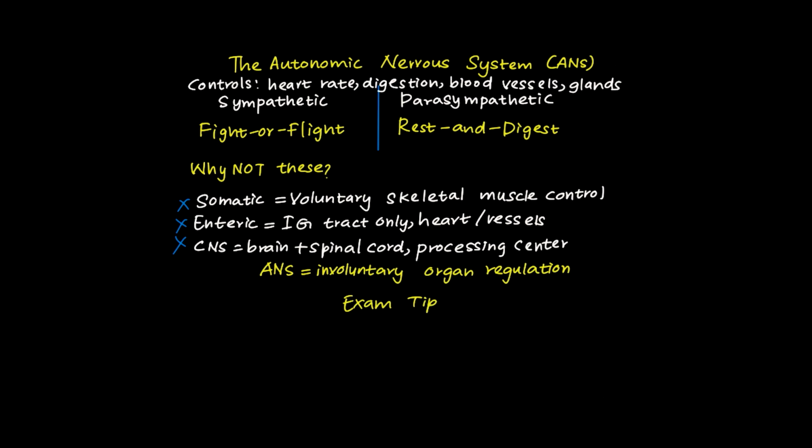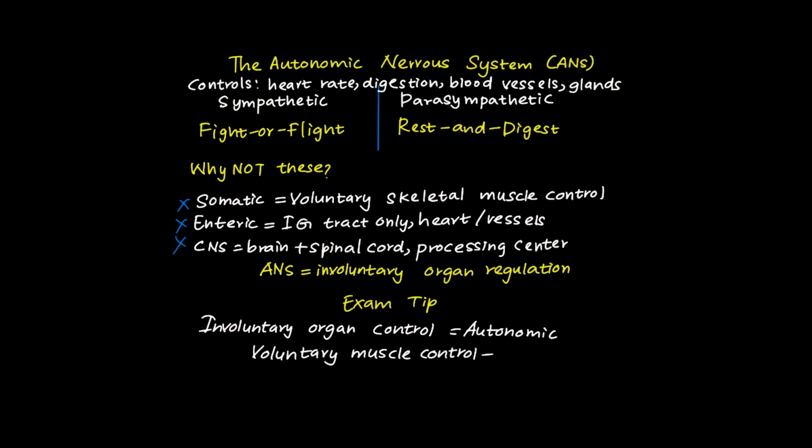Here's a WGU D312 OA exam tip for you. Involuntary control of organs, glands, heart rate, and digestion points to the autonomic nervous system. Voluntary skeletal muscle control is somatic. Quick hook: autonomic equals automatic. Runs without you thinking about it.